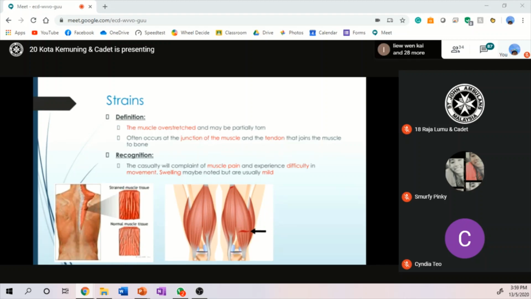This is called muscle pain. This is for strain, but this strain is a bit more serious than what you experience. But usually strains are very mild only.